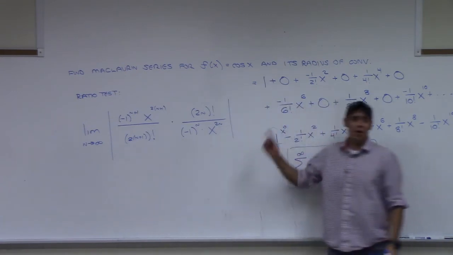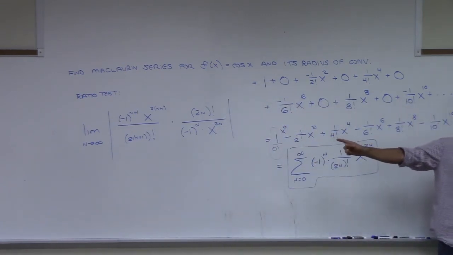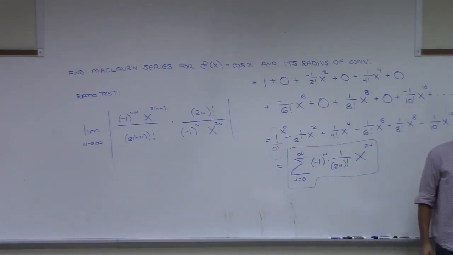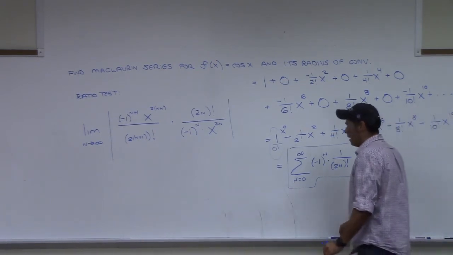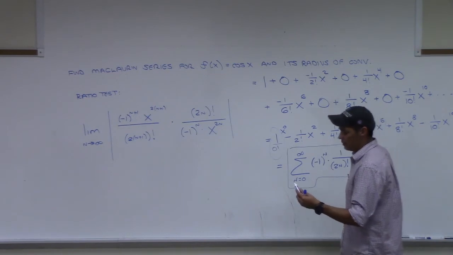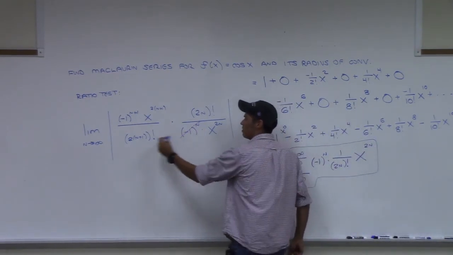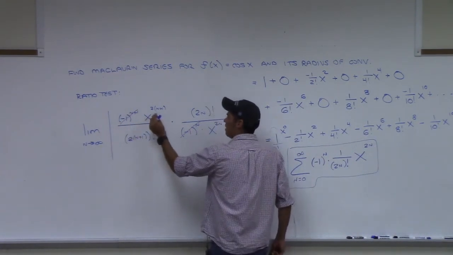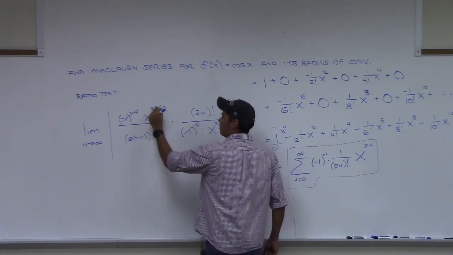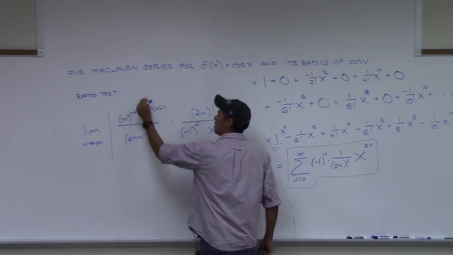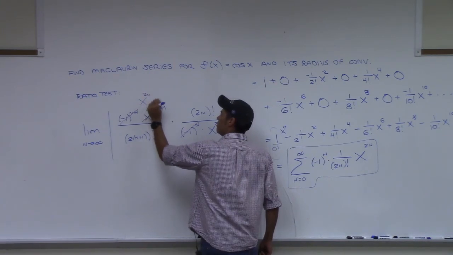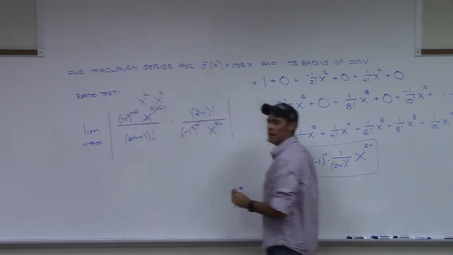Okay, so what I need to know is when is that limit less than 1, right? That's what the ratio test is asking. When is that less than 1? Okay, what can I ignore here completely? These negative 1 to the n's are gone. This right here can be rewritten how? x to the 2n times x squared, right?